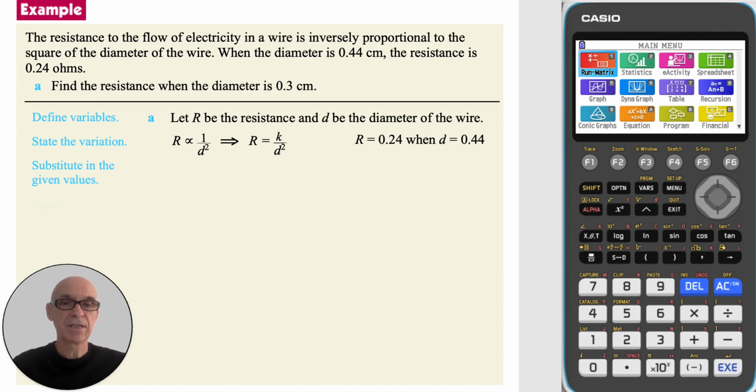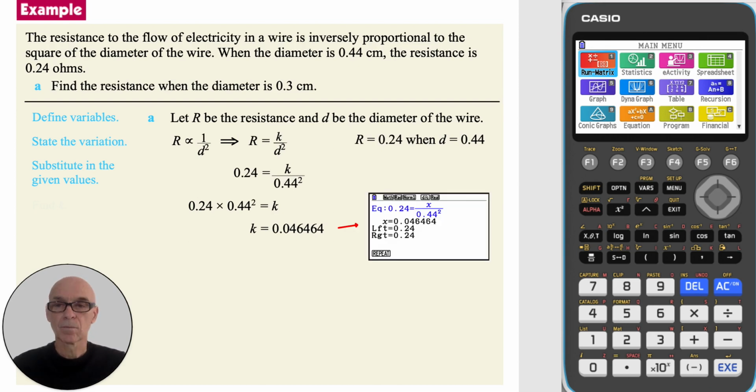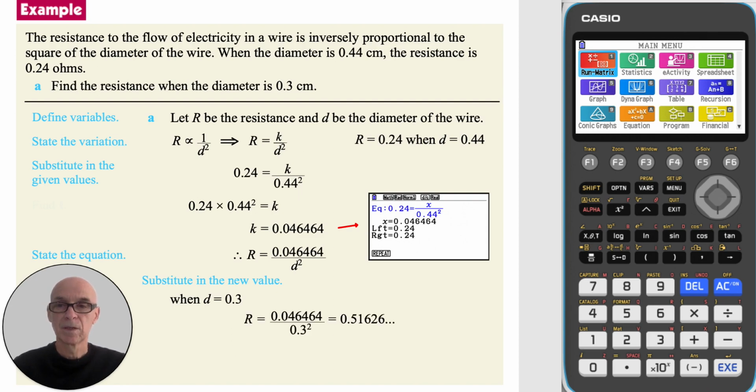Then we can substitute in the given values, replacing r with 0.24 and d with 0.44. Solving the equation for k gives the value shown. We could have also found k by using solver on the calculator, as shown. Next, stating the equation, replacing k with its value, then substitute in the new value, a diameter d equal to 0.3. Performing the calculation gives the value of r shown. So the resistance is 0.516 ohms when the diameter is 0.3 centimeters, given correct to 3 significant figures.